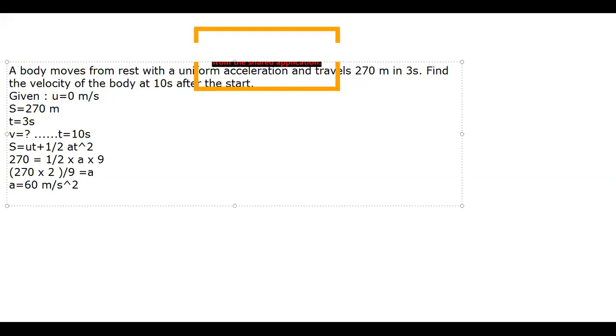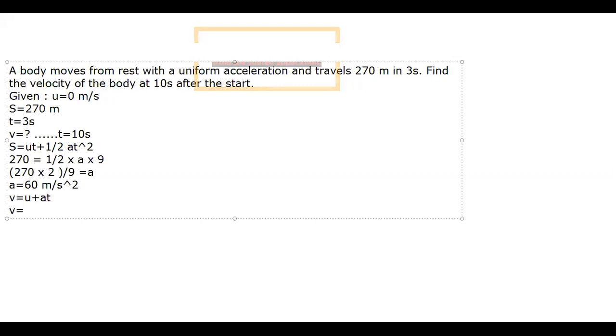And now we can find the velocity of the body at 10 seconds after the start. Here we can use V is equal to U plus A T. Why? Because what is the initial velocity? 0. How much is the acceleration? 60. How much is the time? 10 seconds. So what is the answer? 6 into 10, so your answer is 600.